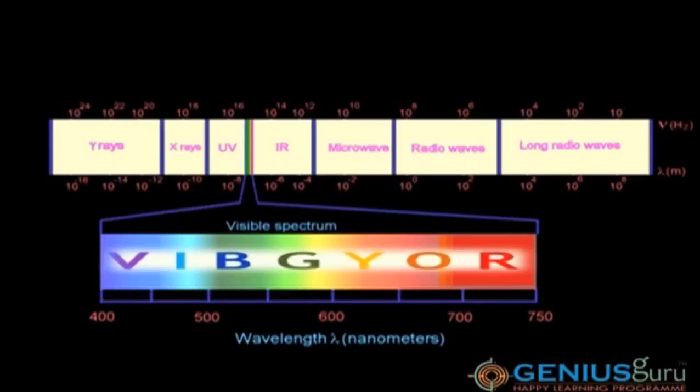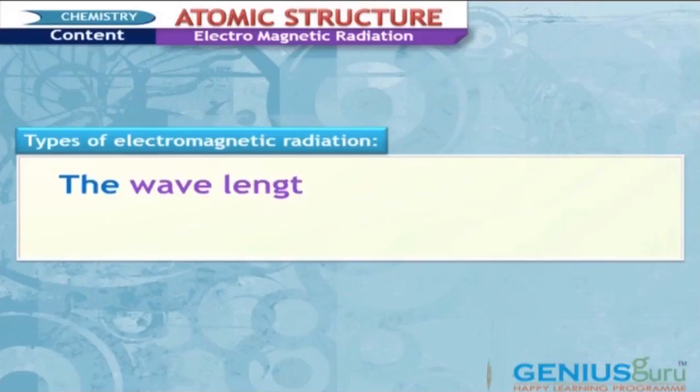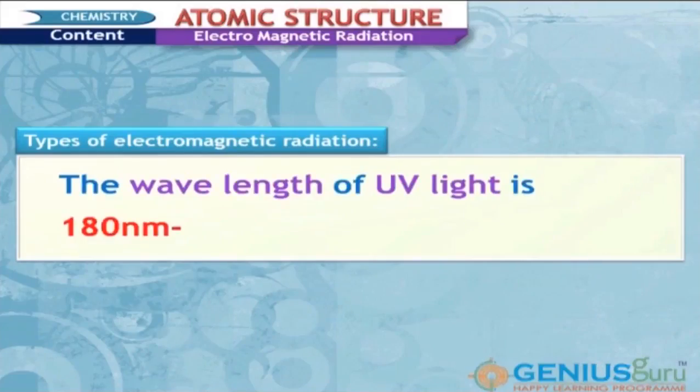Now coming to the rays which are adjacent to the visible light. The rays adjacent to the visible light are UV rays. Look at this. What is the position of UV light? Yes, it is just left hand side to the visible light. The wavelength of UV light is 180 nanometers to 380 nanometers.